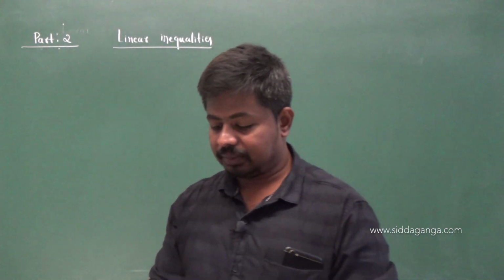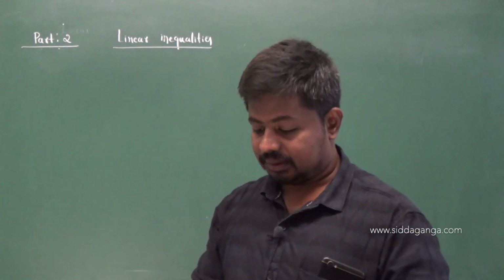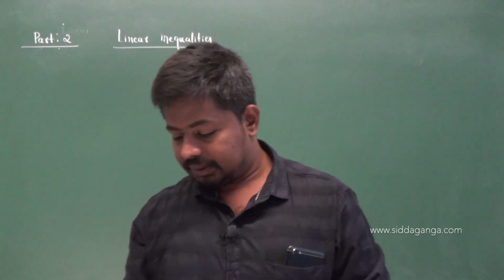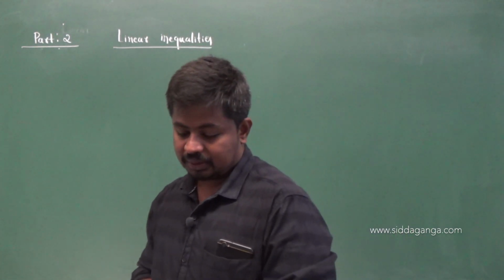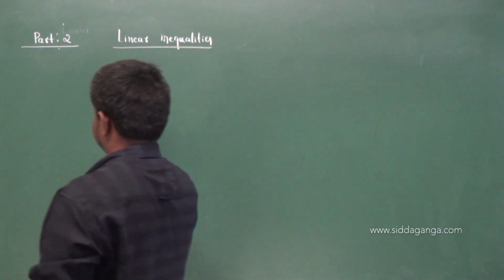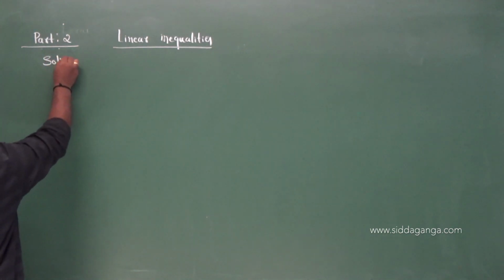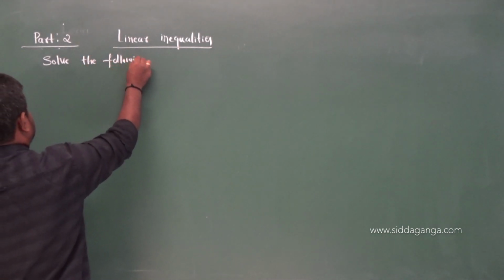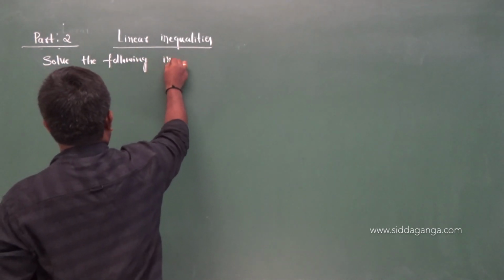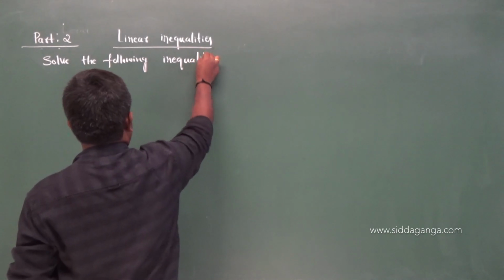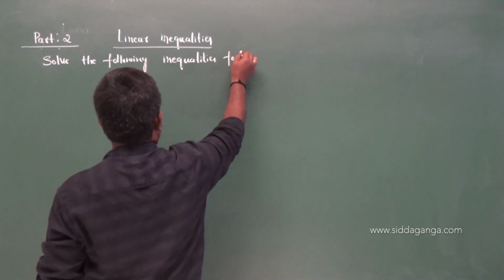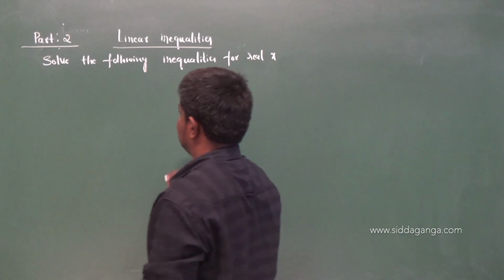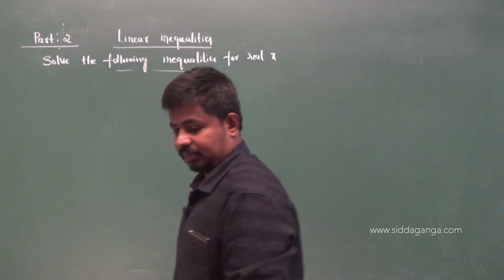So, we were solving the problems of exercise 6.1. I think 4 problems we have solved in the last class. Now, let us continue that. Next question is: solve the following inequalities for real x. You mean here x is a real number, to find the solution for real value of x.